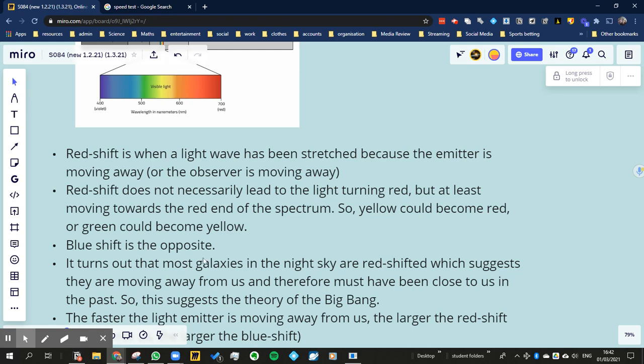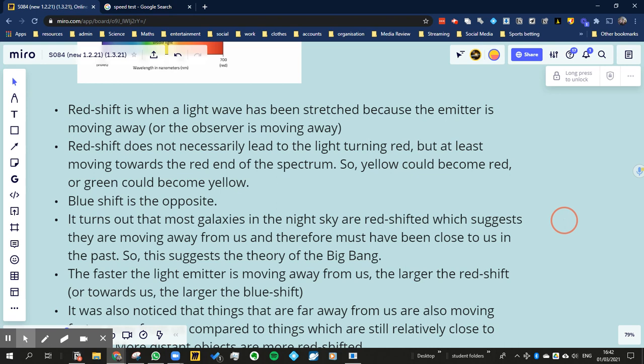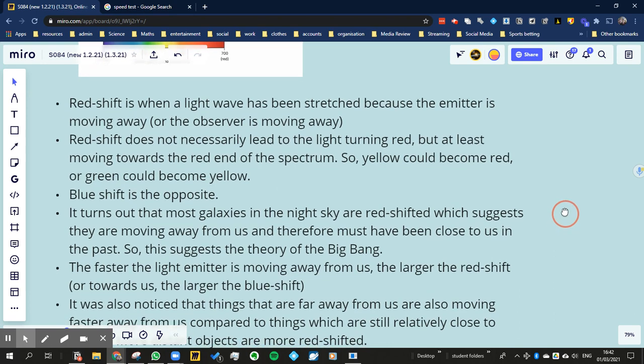It turns out that most of the galaxies in the night sky are redshifted, which suggests that they must be moving away from us. And if they're moving away from us, then if you rewind the clock, they obviously used to be nearer to us in the past. That's one of the reasons why we believe in the Big Bang. It's a bit harder to understand why, but for now we'll just say this adds to the evidence of the Big Bang.